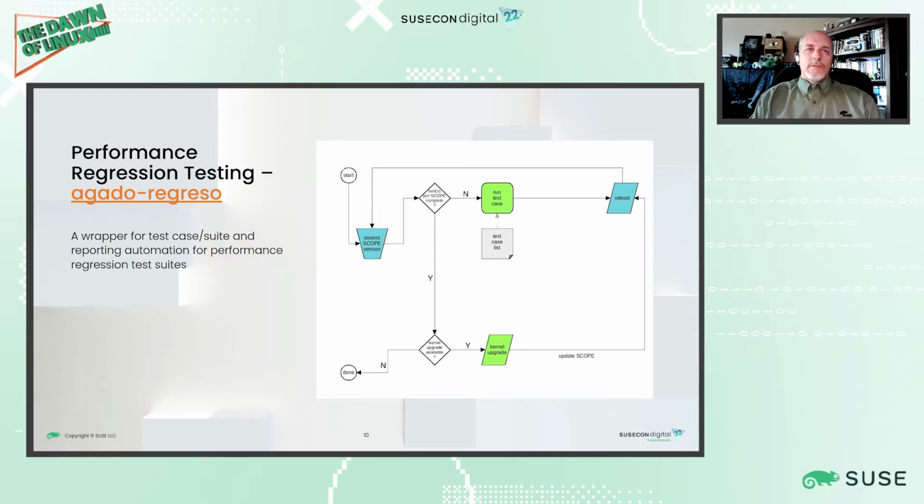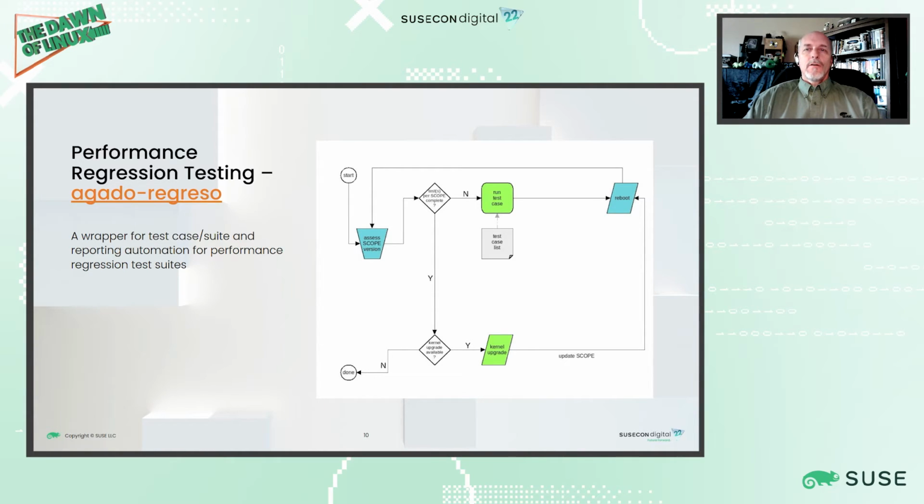So we have a tool that we call Agato Regresso, which is Esperanto for performance regression. What it does is have a flowchart of what we want to do and how we want to do it. For instance, if you look at this flowchart, and I'll wait till it restarts again, it starts off with, we just want to run a test case. Then we reboot and we can look at results.